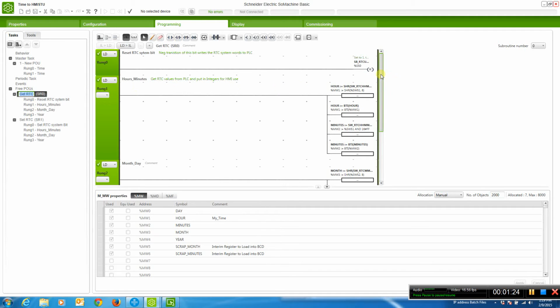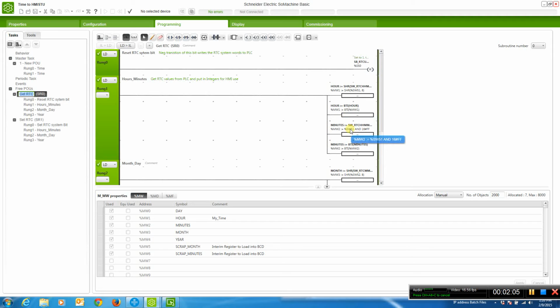Because the system words are in binary coded decimal, I have to extract the information into the proper memory words. System word 51 contains both hours and minutes. To get that out, I take system word 51 and shift it right by 8 bits to clear out the minutes, put it in memory word 1, and then do a BCD to integer conversion on memory word 1. That leaves hours in integer format in memory word 1. This is an operate block that allows us to do the structured text move.